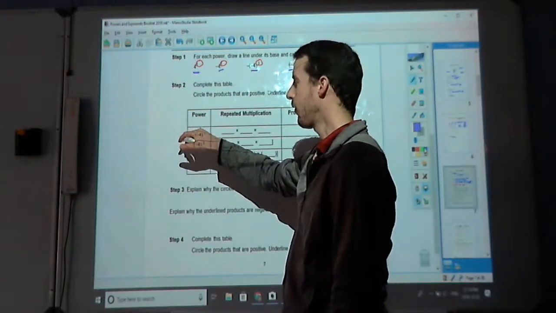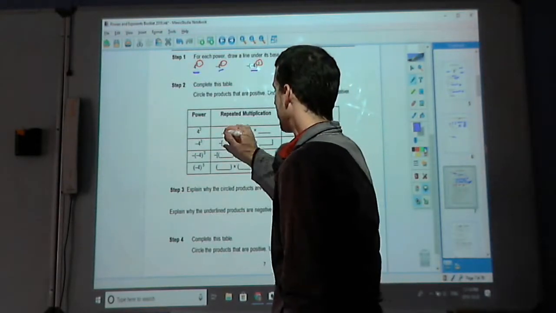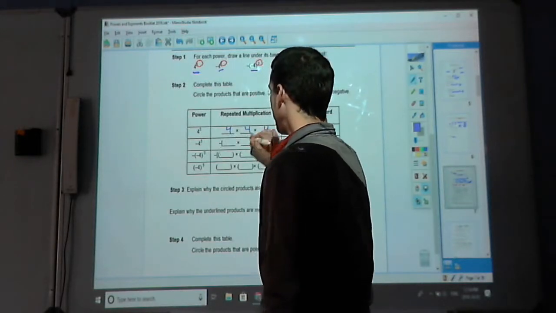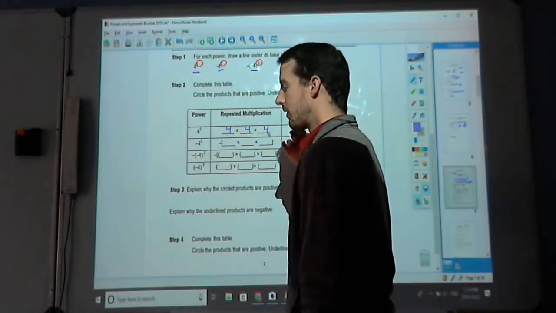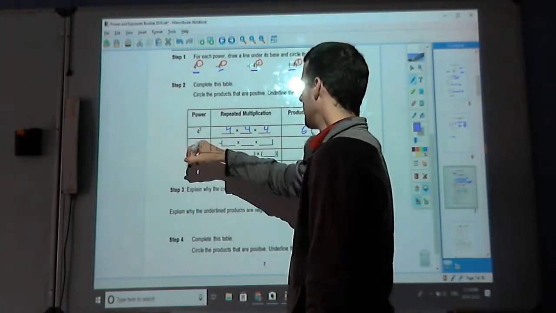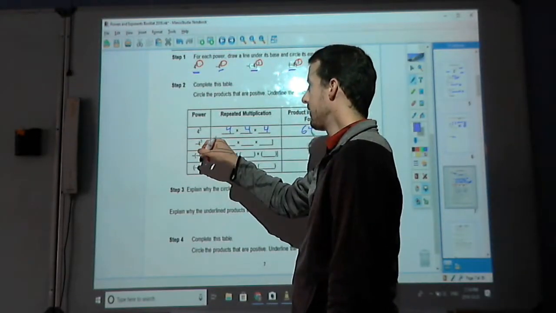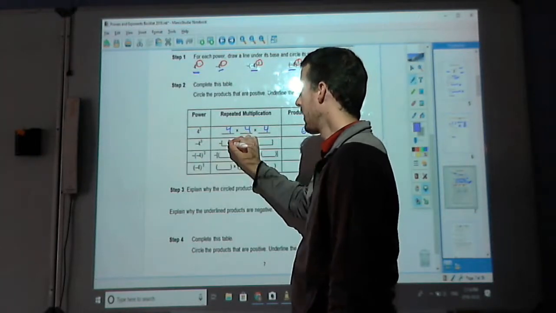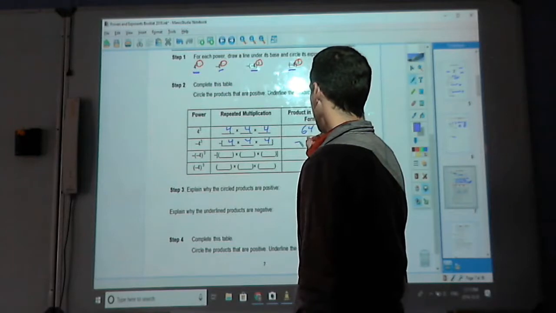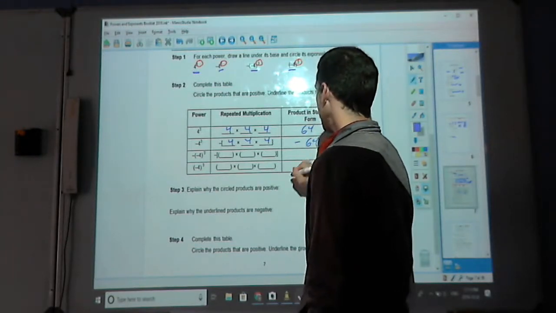So all of this is 4 to the power of 3. Here we have 4 times 4 times 4. There's no negatives, nothing to worry about, so our answer ends up as 64. Here we have a negative outside, and then we have 4 times 4 times 4, so we end up with negative 64.